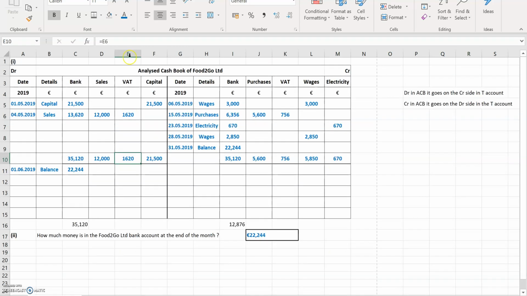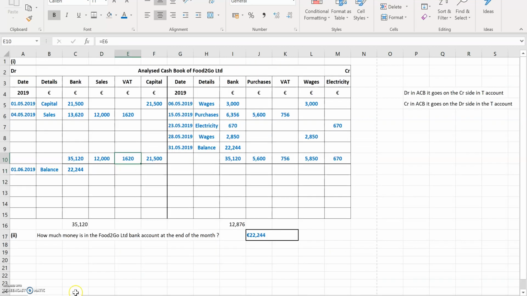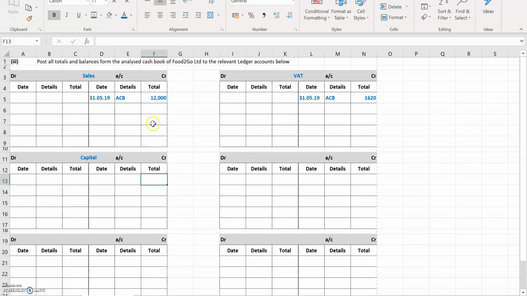Then you go back to your ledger again, and you've got capital. It's on the debit side in the analyzed cash book, and we have to have a debit and a credit, so it goes on the credit side in the ledger. The ledger is going to be called capital. It's going on the credit side. It's going to be 21,500. The date is 31st of the 5th, so it's always the end of the month. Where is it coming from? It's coming from the analyzed cash book.